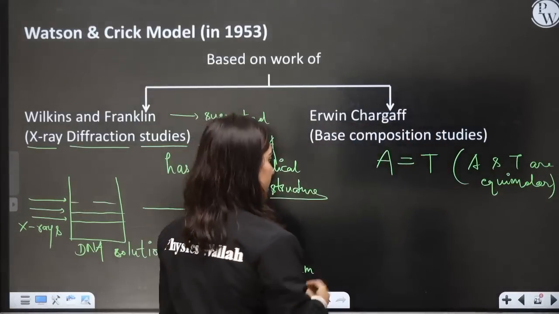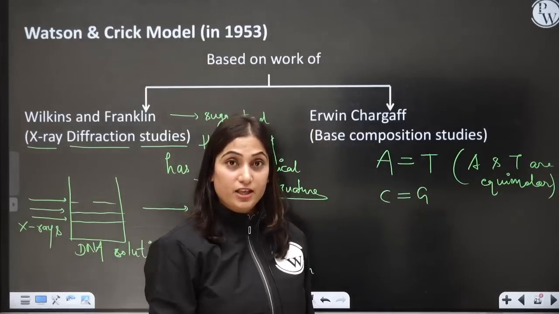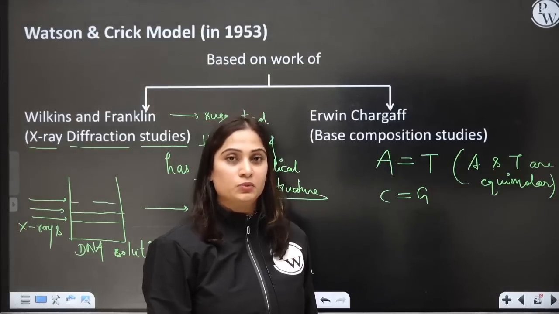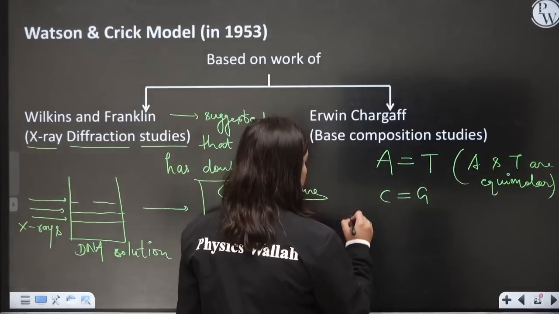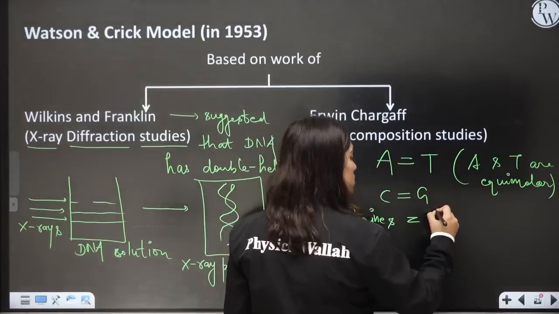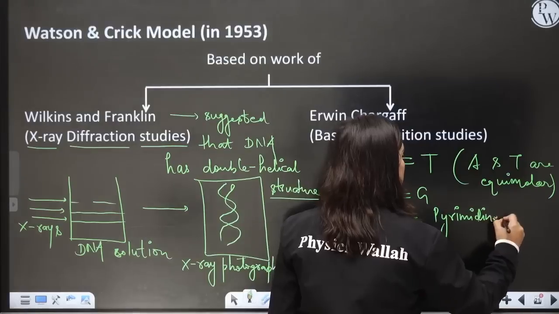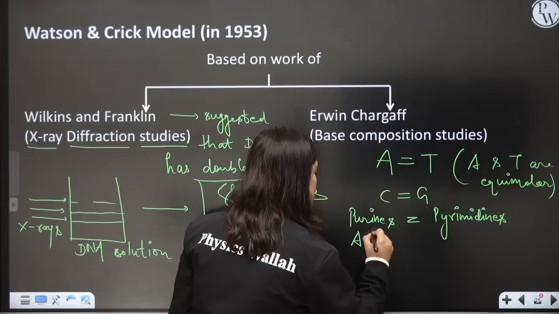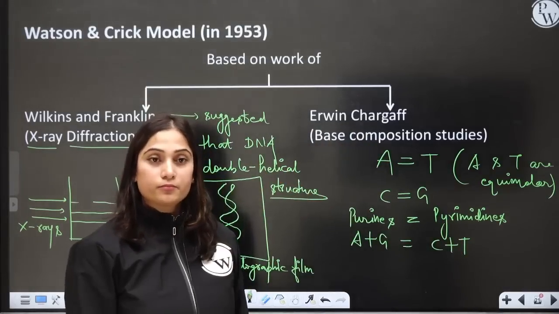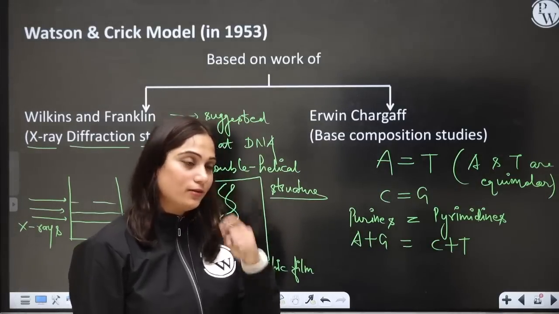Okay? And then he found out that C is always equal to G. That means the ratio A by T is always equal to 1, and the ratio C by G is always equal to 1. And he told that the total content of purines in the DNA is always equal to the total content of pyrimidines. That means A plus G is always equal to C plus T, so A plus G upon C plus T will always come out to be 1.